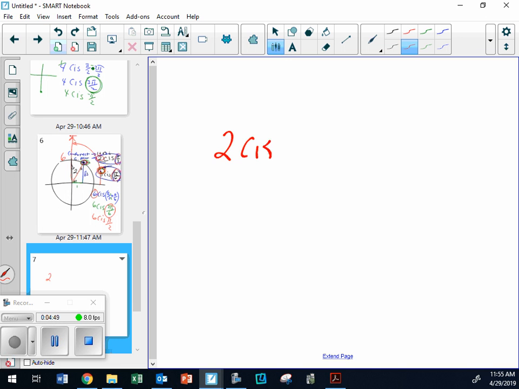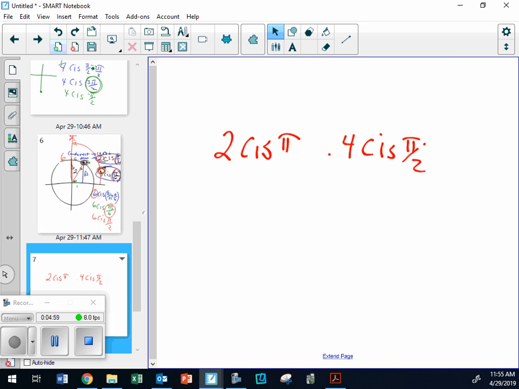2 cis pi times 4 cis pi over 2. Try to figure out what that would equal. I'm going to warn you. Instead of just saying, ha, you're all wrong, there's a trick to this one when it comes to the angle. Be careful.